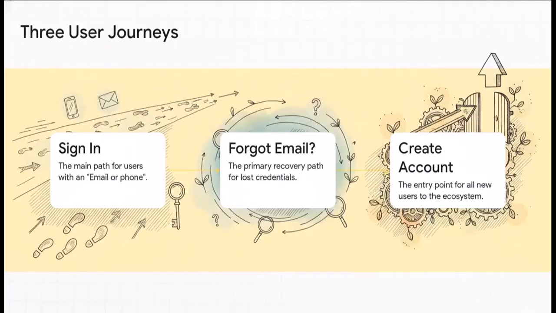Right below that main command, the page has already figured out the 3 main reasons you might be there. First, you've got the main path, right? This is for most of us. You know your email, you type it in, you're good to go. Then there's the escape hatch. Forgot email, a super important lifeline. And finally, you've got the welcome mat, create account. In just 3 options, it sorts every single visitor into the right funnel.